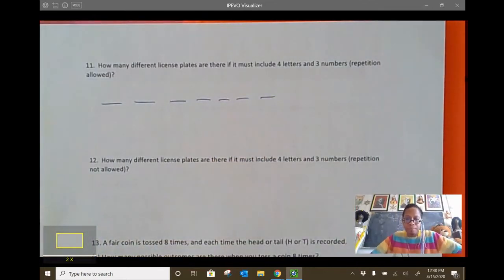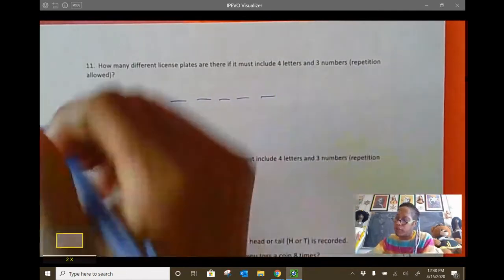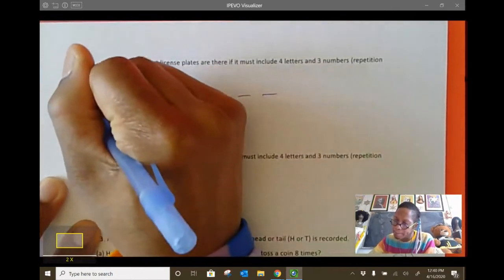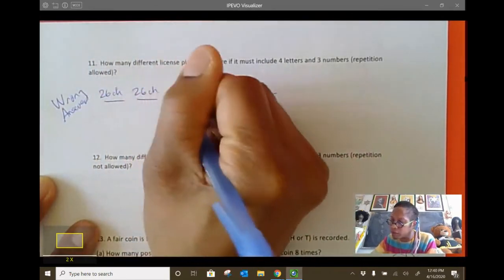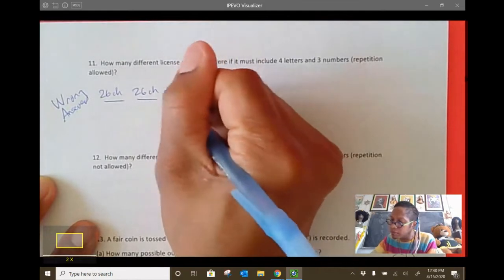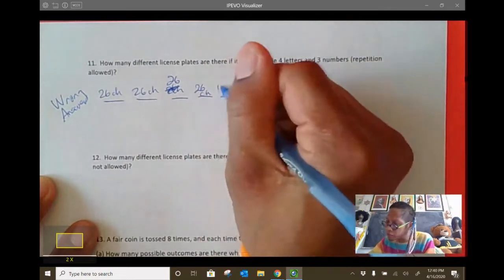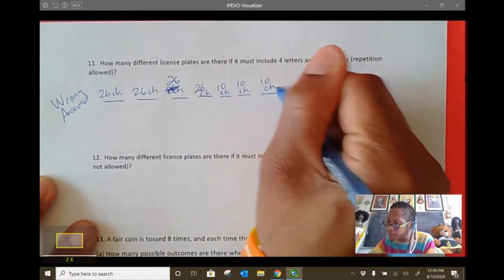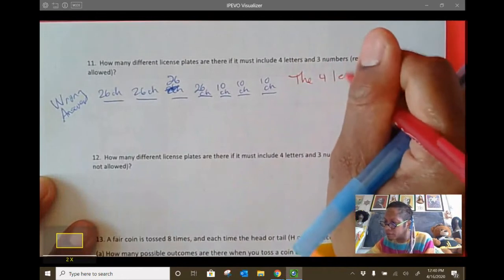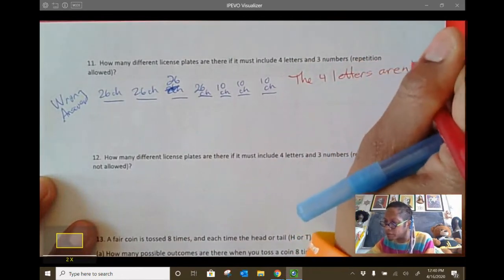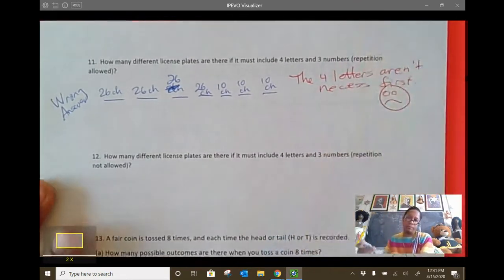Okay, first I want to give the wrong answer. The wrong answer is to read this question and say, well, 4 letters and 3 numbers. Repetition is allowed. Oh, I get it. So 26 choices, 26 choices, 26 choices, 26 choices, and then 3 numbers. Well, numbers are 0 through 9, so 10 choices, 10 choices, 10 choices. This is wrong because the 4 letters aren't necessarily first. So that's a wrong answer.